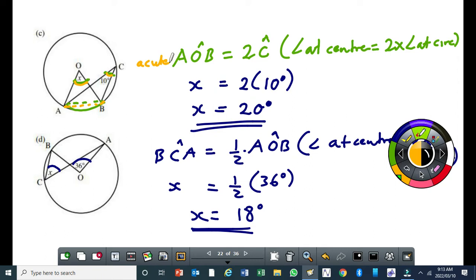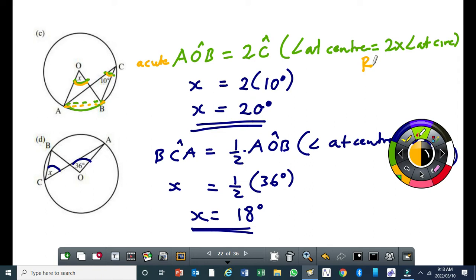Or you can say X is equal to 2 times C. And your reason: angle at center is equal to 2 times angle at circumference. And this reason here, you have to learn to work with it. So this kind of orientation is a little bit tricky, especially if you get questions where there are other lines.